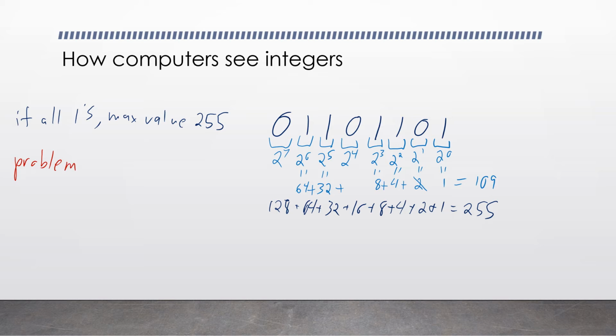With our 255 place number here, we haven't left any room for negative numbers. This representation, as we've described it so far, has room for 0 to 255, but no negative numbers.